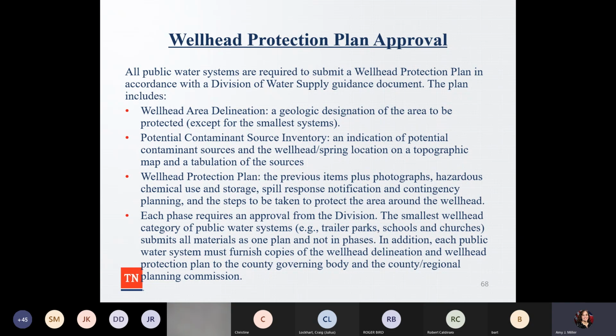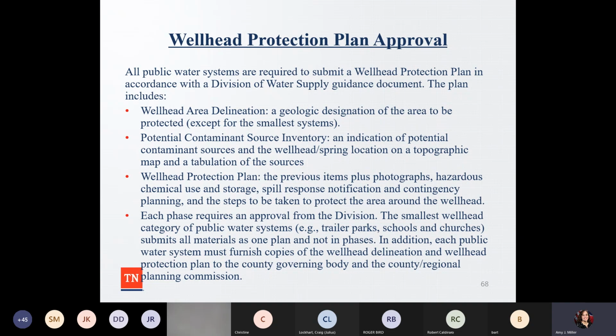And then a wellhead protection plan. You have to have photographs, identify hazardous chemical use and storage, and describe what the spill response notification is going to be like, contingency planning, and steps to protect the area around the wellhead. Each phase requires an approval from the division. The smallest wellhead category of public water systems, like trailer parks, schools, and churches, submits all material as one plan and not in phases. In addition, each public water system must furnish copies of the wellhead delineation and wellhead protection plan to the county governing body and the County Regional Planning Commission.